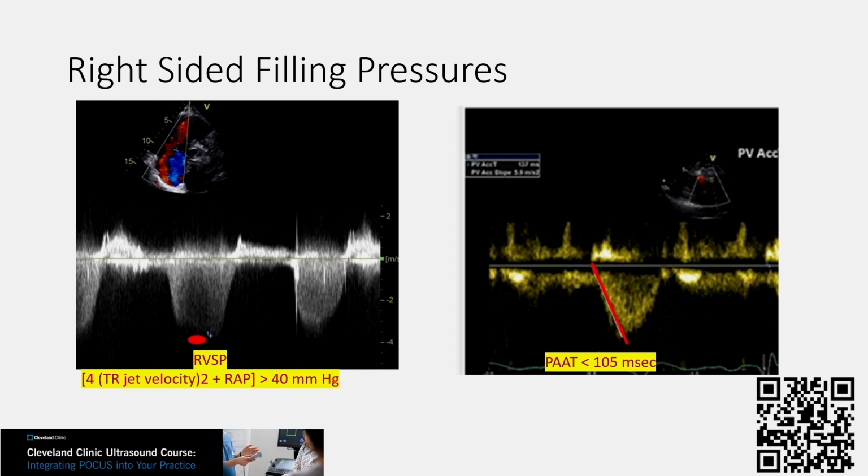Another method to assess RVSP or your pulmonary pressures is using pulmonary artery acceleration time. This is usually done in parasternal short axis view at the pulmonic valve level. And we put a pulse wave right at the pulmonic valve, and we get a jet similar to our LVOT trace through the RVOT. We measure the time it takes to reach peak velocity from the initiation of systolic velocity, and a value less than 105 millisecond suggests that there may be normal pressure in the pulmonary vessels.